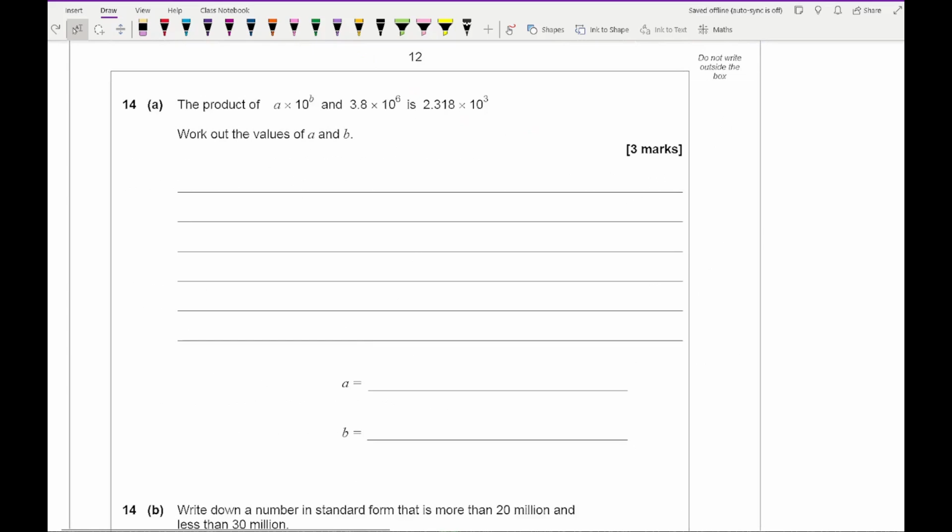Moving on to 14a, it says the product of a times 10 to the power b and 3.8 times 10 to the power 6 is 2.318 times 10 to the power 3. Work out the values of a and b. Well, let's have a look at this then. So it says the product, so what we need to do then is multiply these two things here together.